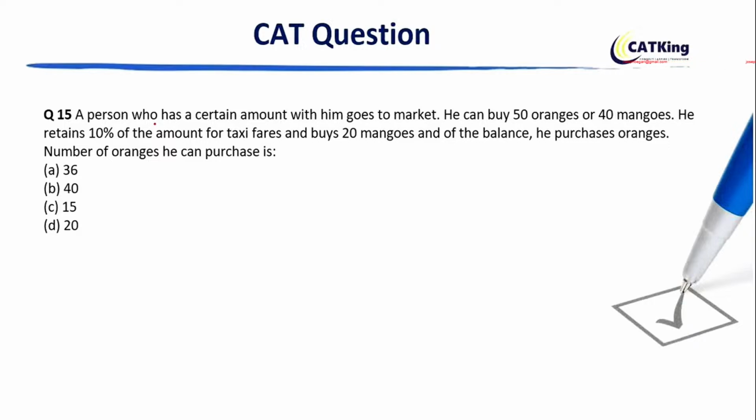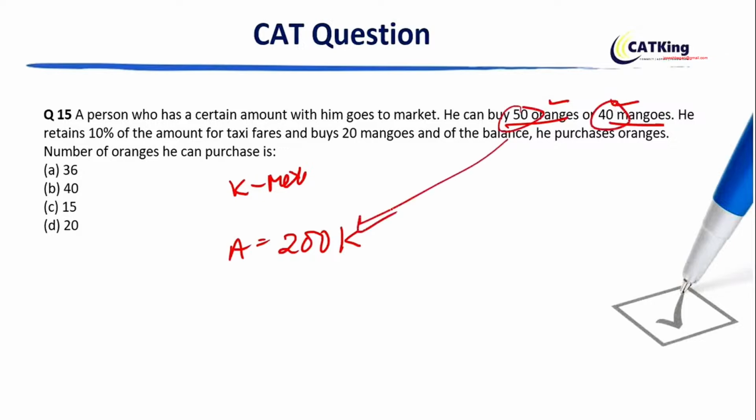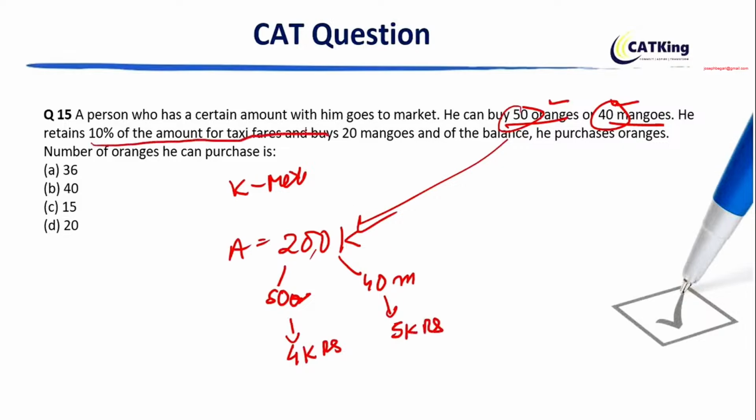A person who has a certain amount with him goes to the market. He can buy 50 oranges or 40 mangoes. Right? So again, I'll use what method? K method. Let's say that the total amount is equal to how much? 200k. I would have taken 100k, so why 200k? 50 and 40 are here, hence 200k. I told you, LCM into k. So he is buying 50 oranges or he is buying 40 mangoes. So if he is buying 50 oranges, one orange is of how much? 4k rupees. One mango is of how much? 5k rupees. Okay. He retained 10% of the amount for taxi fares.